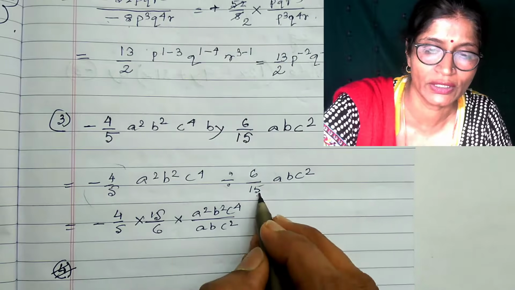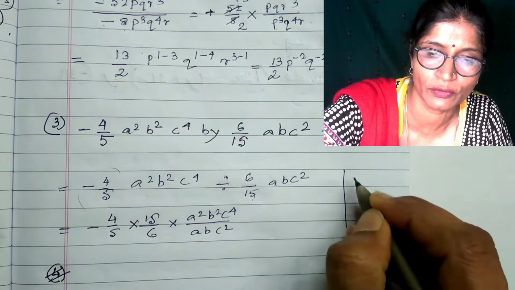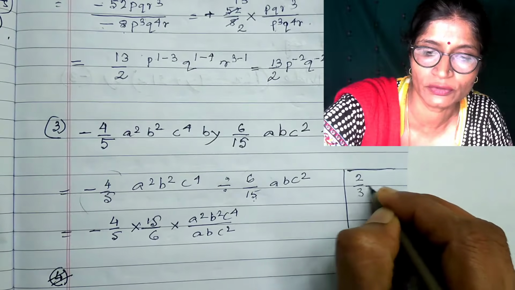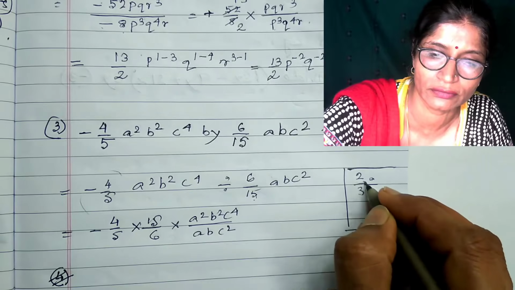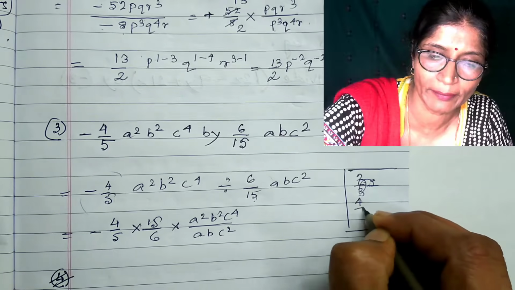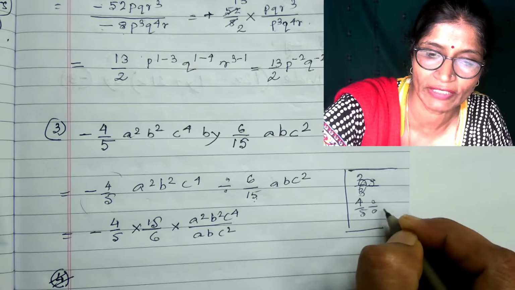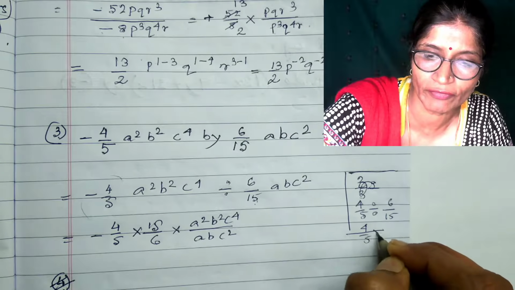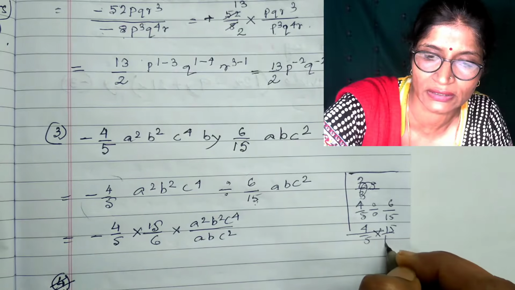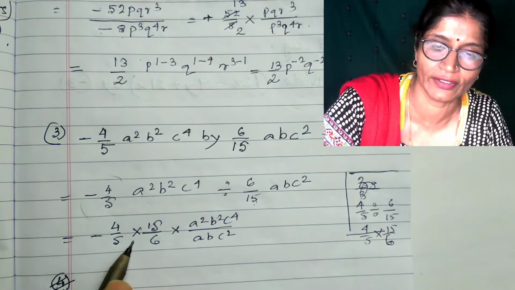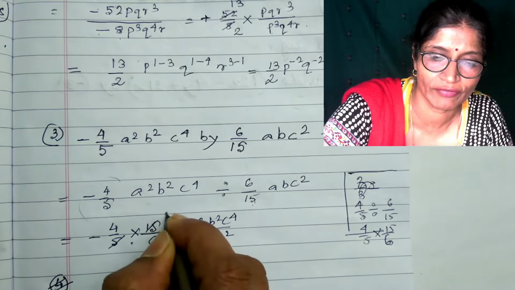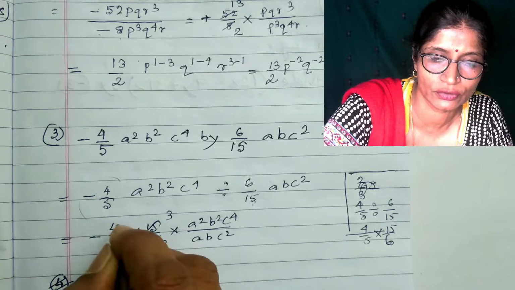Okay, so here we know that in division, suppose I'm doing 4 by 5 divided by 6 by 15. So that is 4 by 5 into 15 by 6. So that I have written here. That you will write here. So 5 3s are 15, 2 3s are 6, 2 2s are 4.